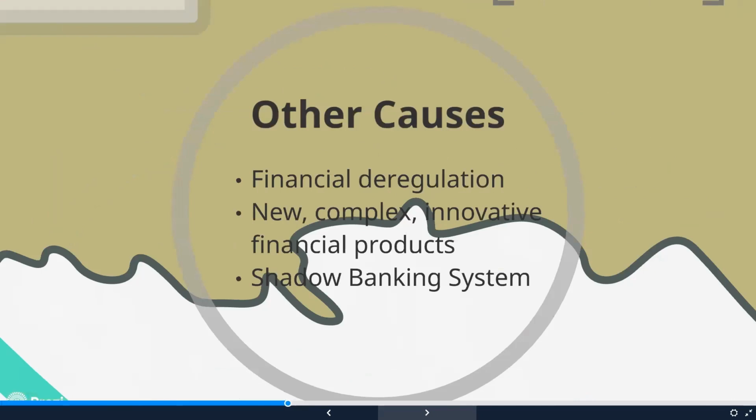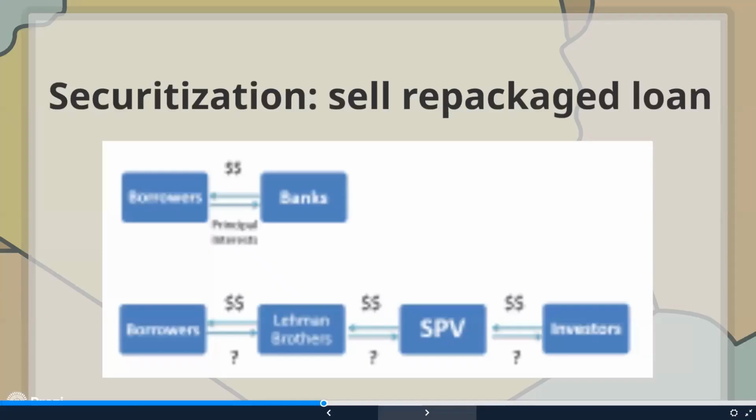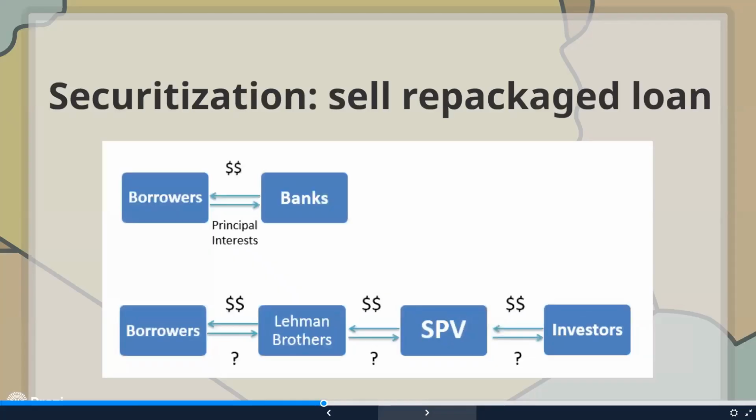Other causes: financial deregulation. So there was not as much regulation in the financial markets, new complex innovative financial products, and the shadow banking system. So what they were doing was creating mortgage bonds that people were buying with very high risk mortgages in these bonds, and people were losing money because these mortgages were of very high risk.